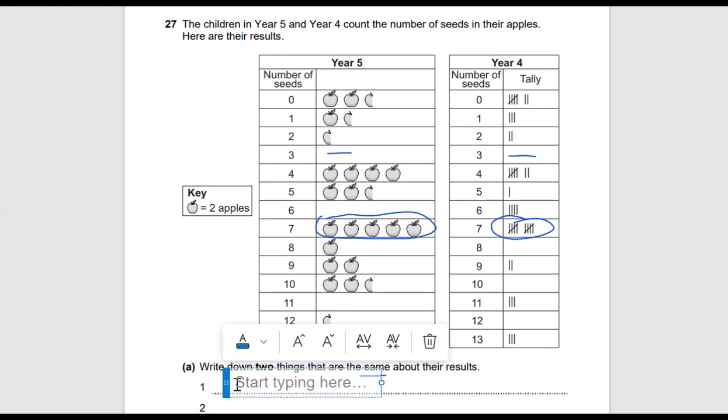So there is no apple with number of seeds equal to 3, and the second will be there are 10 apples with 7 seeds in both classes.